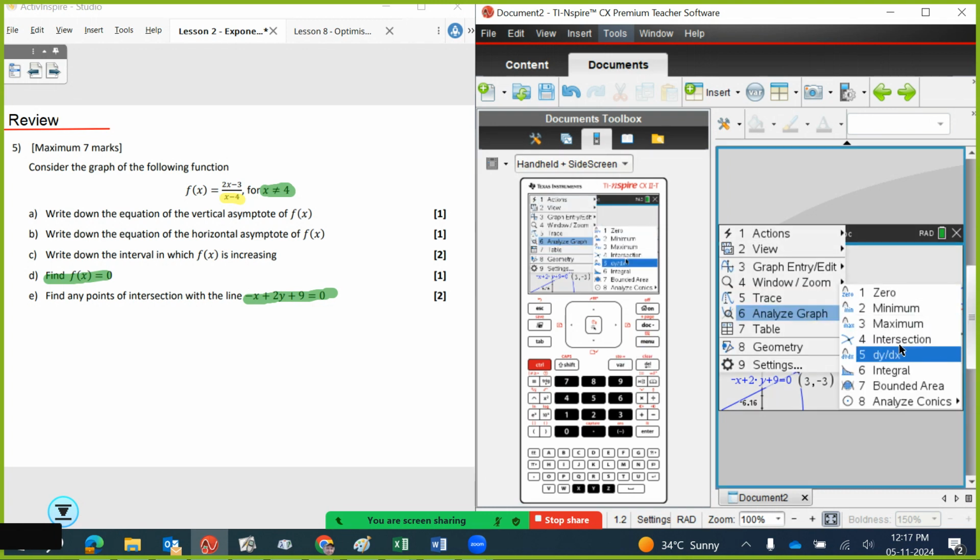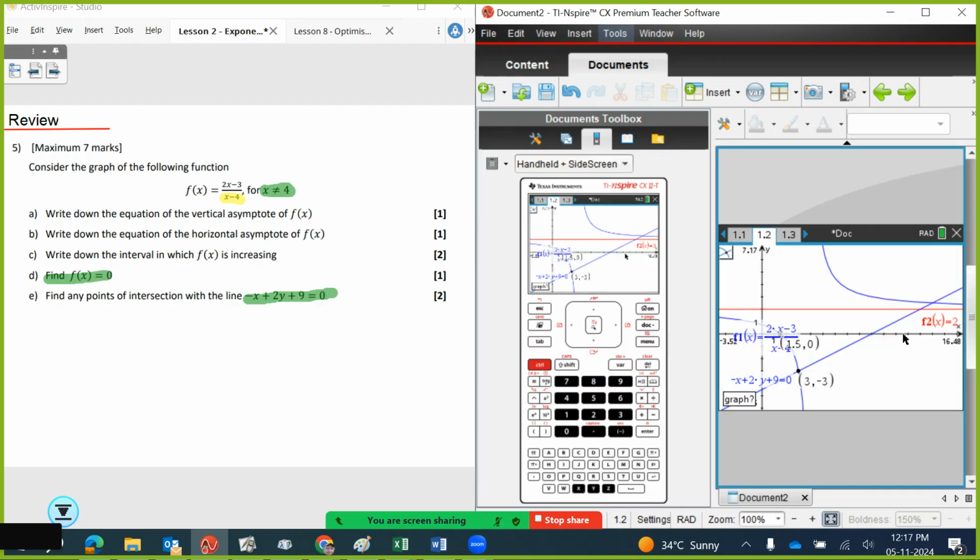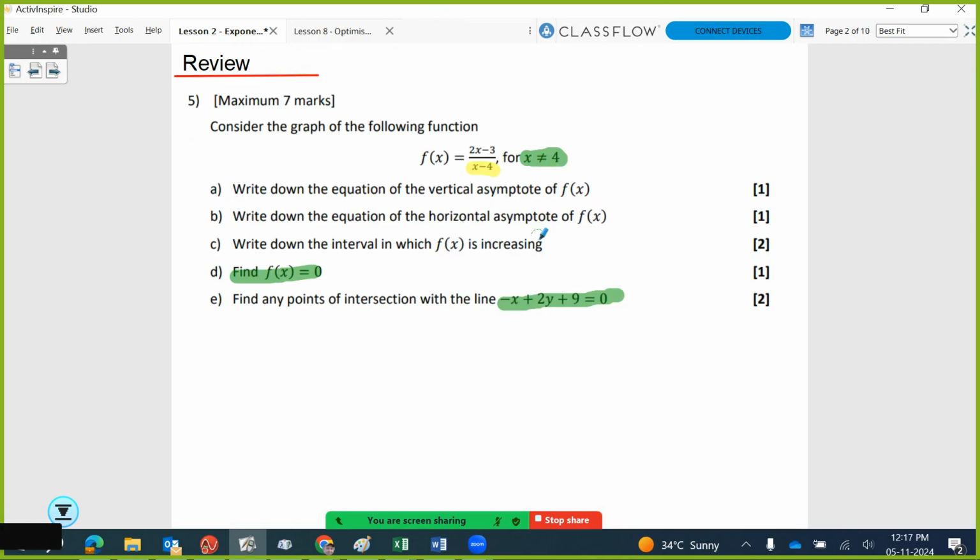Analyze graph, find the intersection. We have to select that graph and that relation, and there. We can see 4, 3, and 14 as our solutions. All right, let me move on.